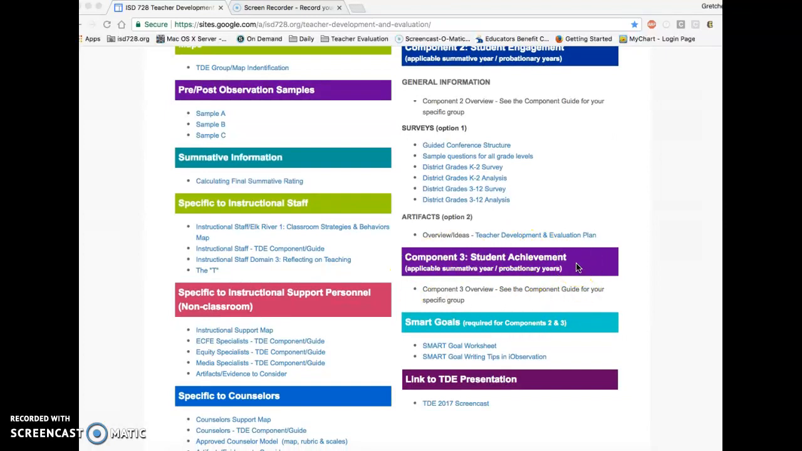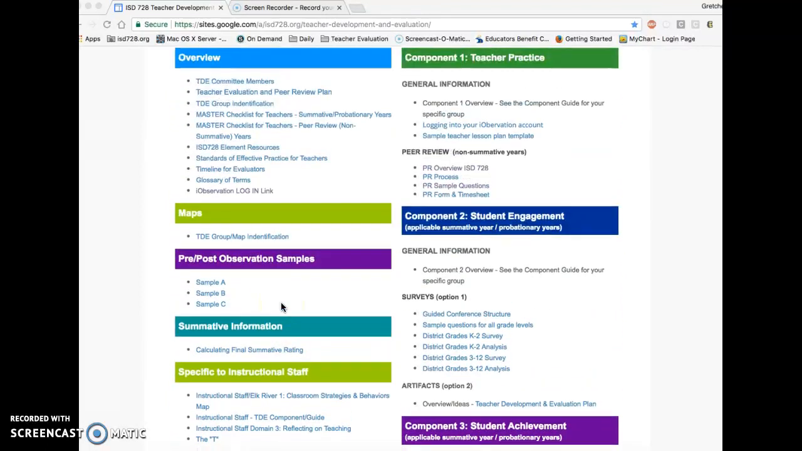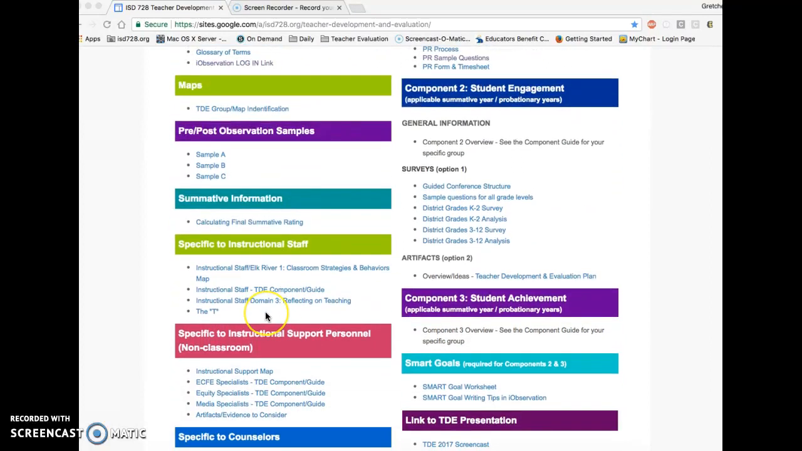Now it says see component guide for your specific group. So look over here to the left and it will give you examples. This is what I am looking for. I am looking for what your SMART goal was or is, what you did, how it impacted your teaching, what the outcome was, did you meet your goal or not, and then what are you going to do next?